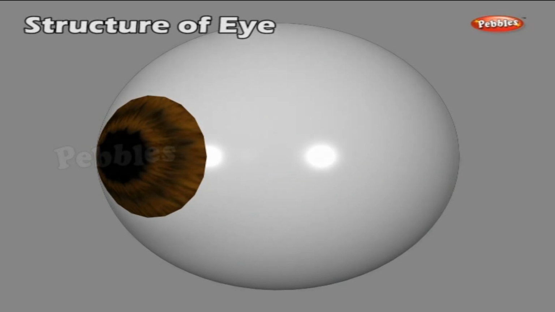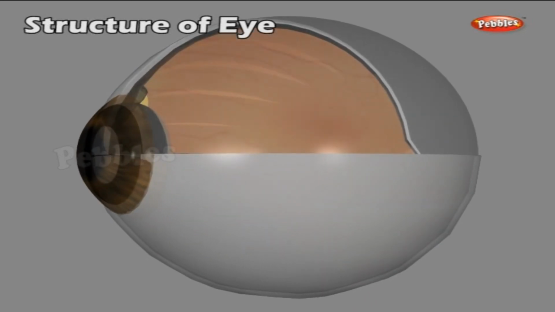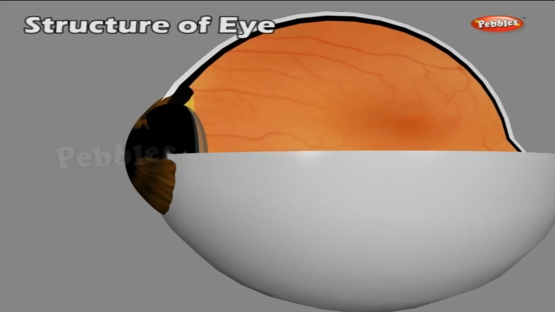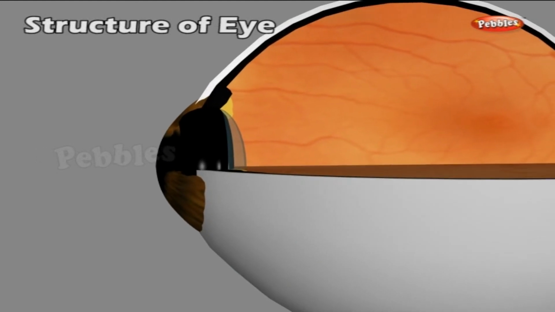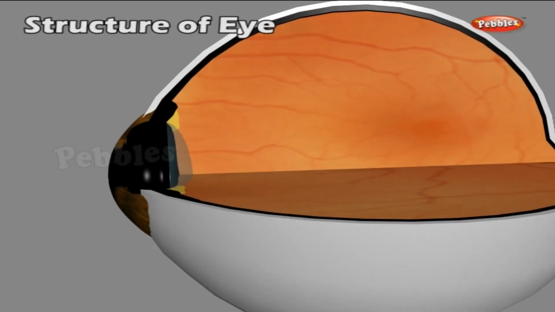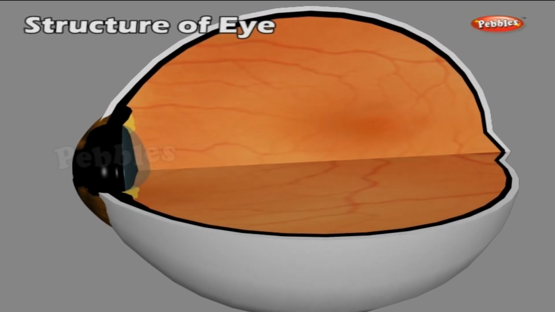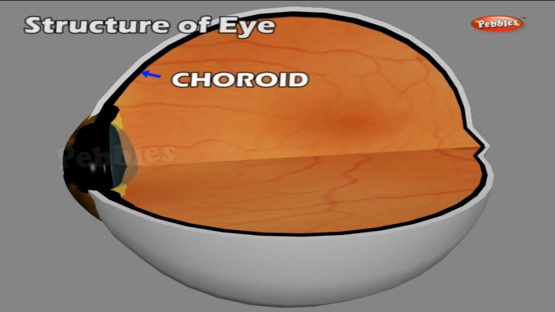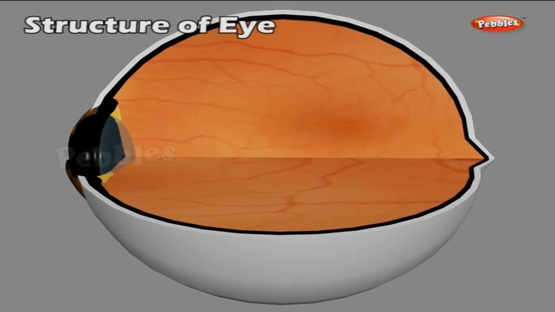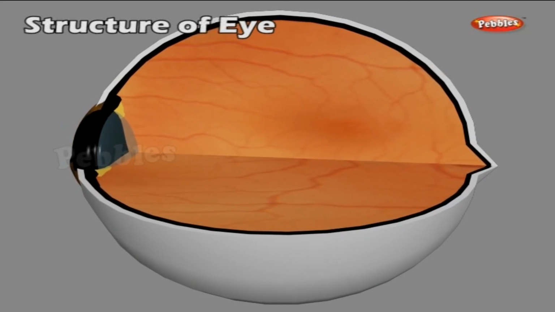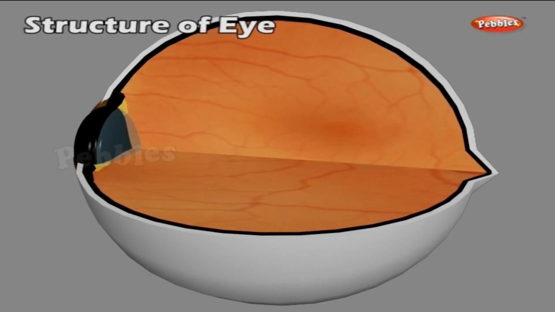The front portion of sclerotic is transparent and is slightly bulged outwards and is known as cornea. There is a layer of black tissue below sclerotic and is called choroid. It serves to absorb any stray light and thus avoids blurring of the image by reflection from the eyeball.